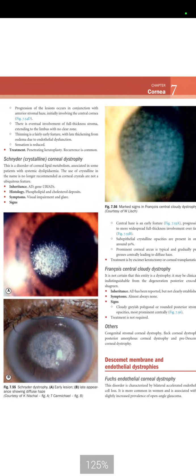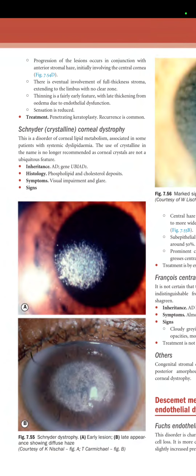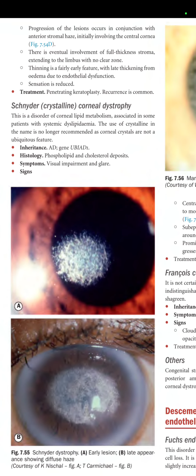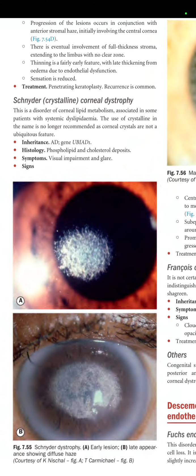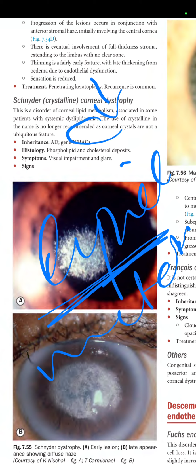Next is Schnyder crystalline corneal dystrophy. This is a disorder of corneal lipid metabolism associated in some patients with systemic dyslipidemia. The use of crystalline in the name is no longer recommended, as corneal crystals are not a ubiquitous feature. So basically there is a problem in lipid metabolism in this case, and it is associated with systemic dyslipidemia. Inheritance is autosomal dominant and the gene is UBIAD1.